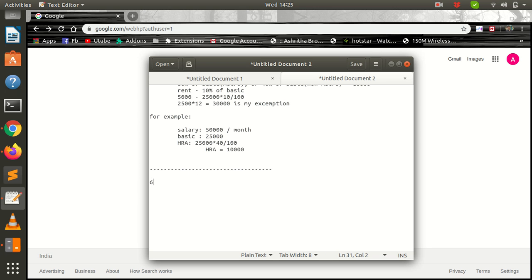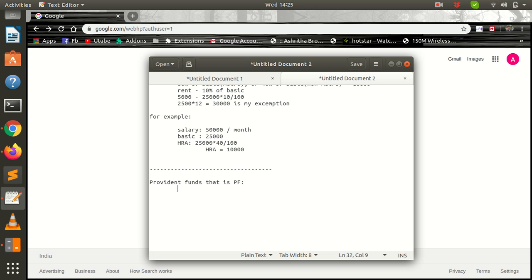My salary is, for example, 6 lakh. Before that, I need to tell you one thing: there is one contribution we call provident funds, that is PF.